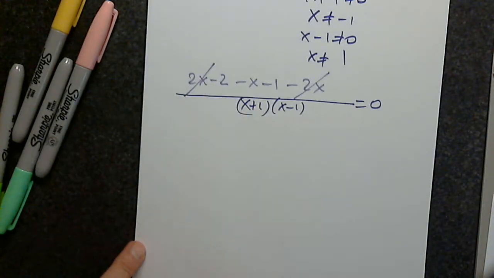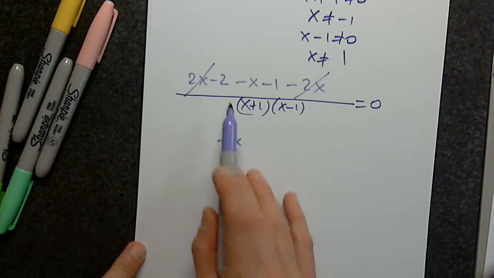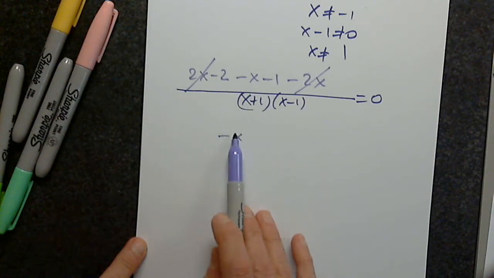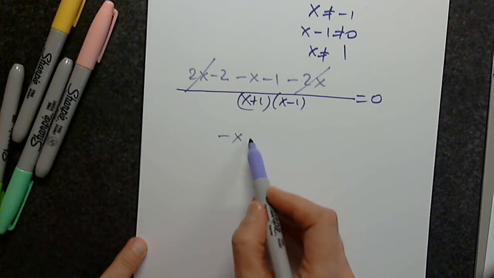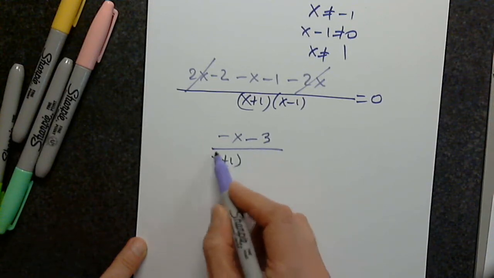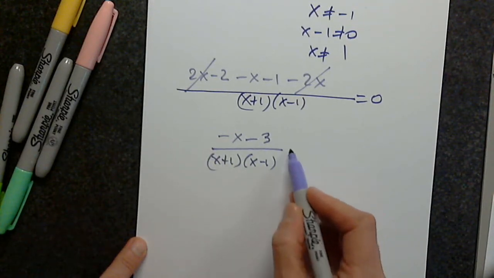These two go away. We have -x. -2 minus 1 is -3. Very good. Divided by x plus 1 times x minus 1.